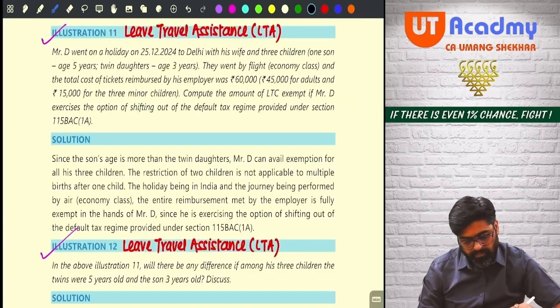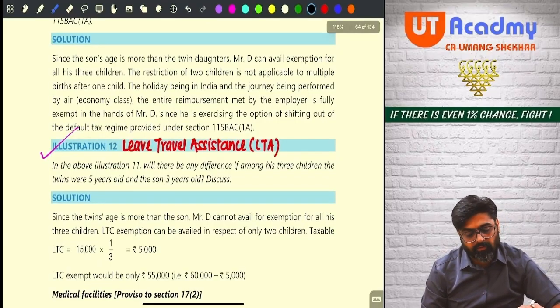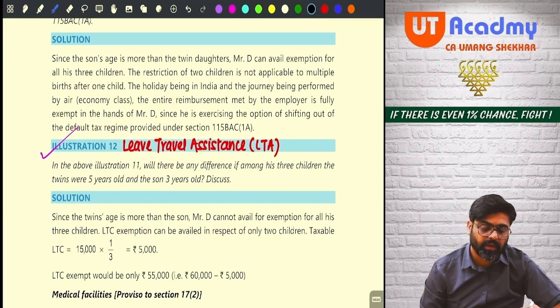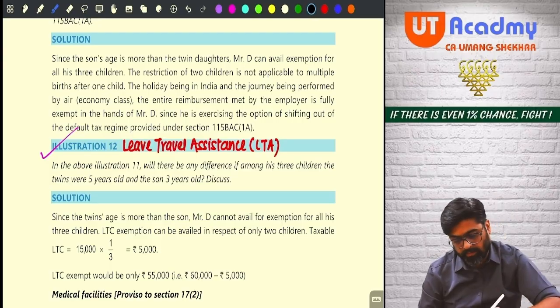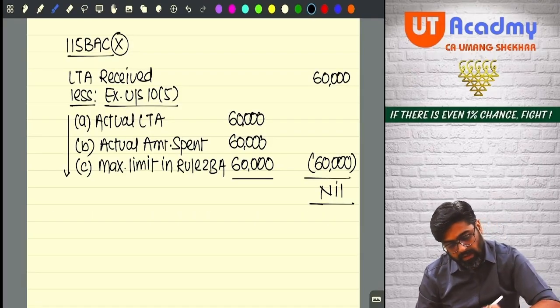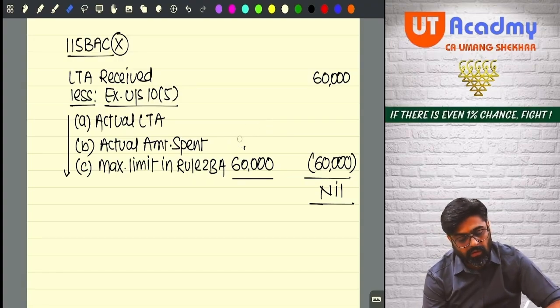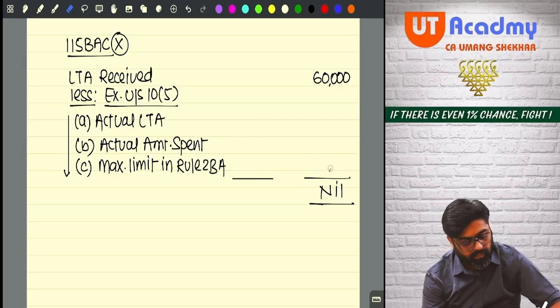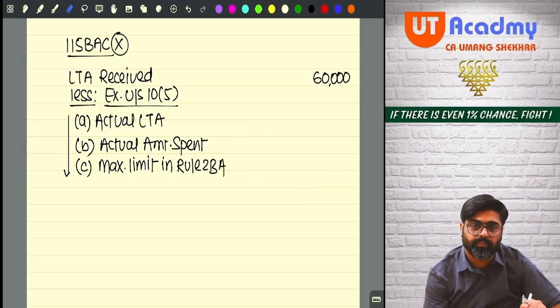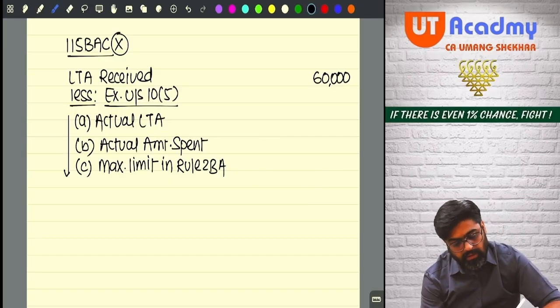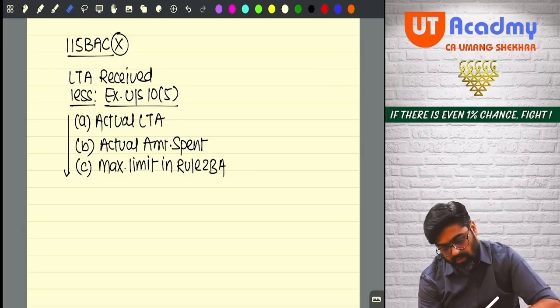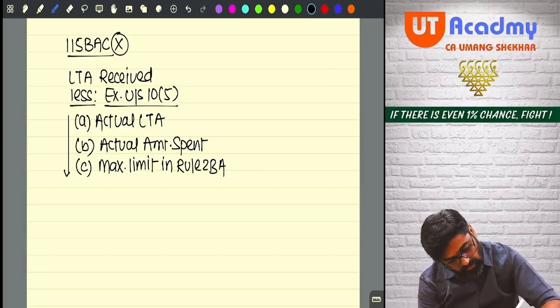Come to the 12th one. In the above illustration 11, will there be any difference if among his 3 children, the twins were 5 years old and the son 3 years old? Discuss. Yes, absolutely. This entire thing would change now. The actual LTA for all of them was 60,000. So either the actual LTA, see, 60,000 LTA was there, no?